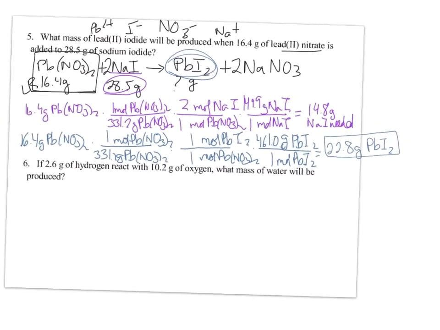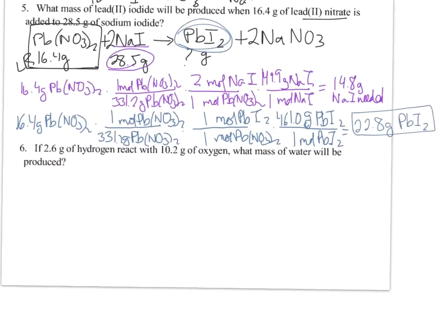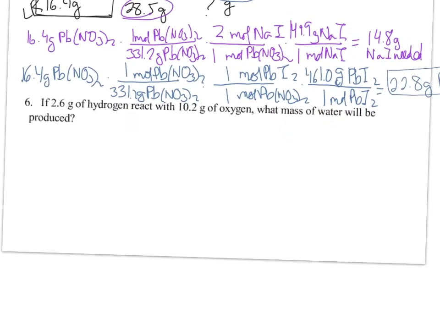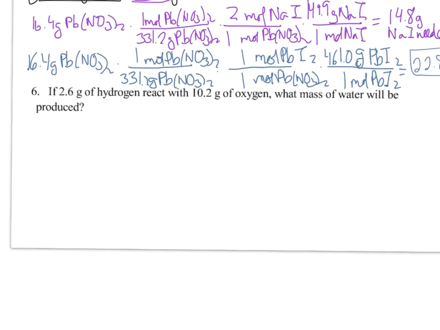So, whenever you're given both reactants, you figure out which one's your limiting reactant first, and then you use that to solve for your product. All right, let's try the last problem. The last problem says we have 2.6 grams of hydrogen. They react with 10.2 grams of oxygen. We want to know what mass of water will be produced.